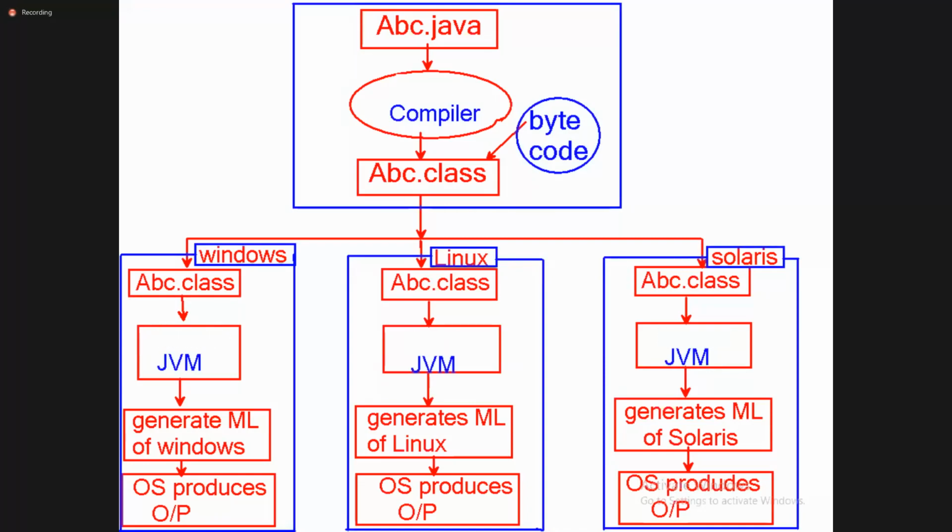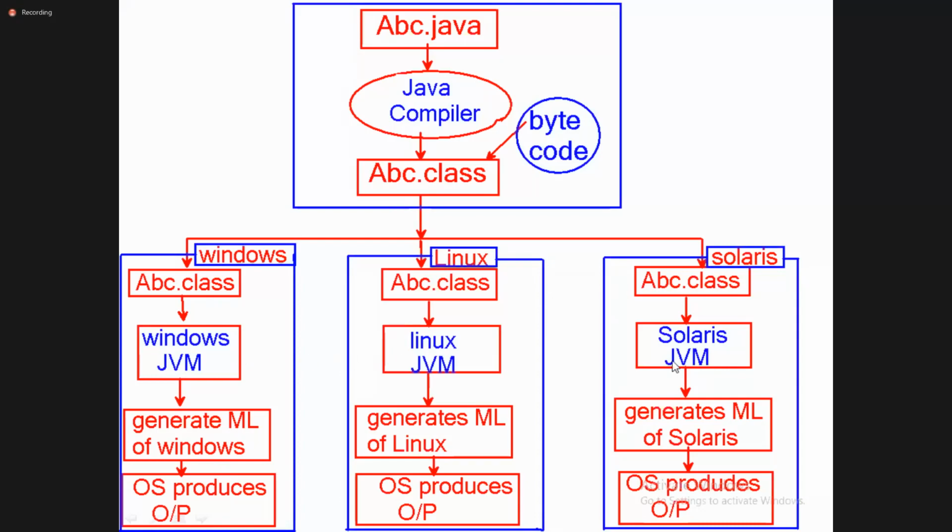JVM, we have separate JVM for every operating system: Windows JVM, Linux JVM, and Solaris JVM. Everyone understand? JVM stands for Java Virtual Machine. It is responsible for running Java bytecode in any operating system in a platform independent way. JVM is responsible for converting given bytecode into current operating system machine language and executing the bytecode and producing output.